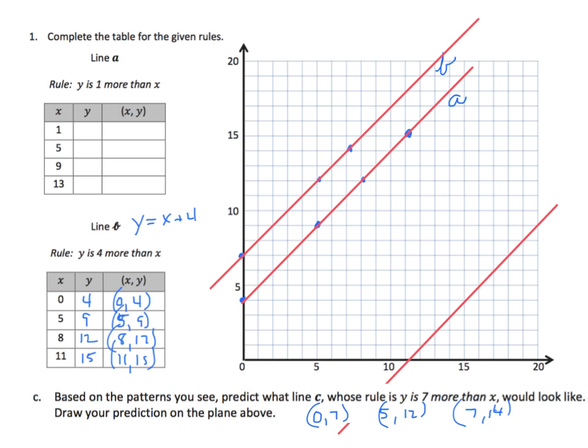And indeed, we have our line D. We'll label it now. And as I mentioned, or C rather, it is parallel to lines A and B, and it does intersect the y-axis at 7.